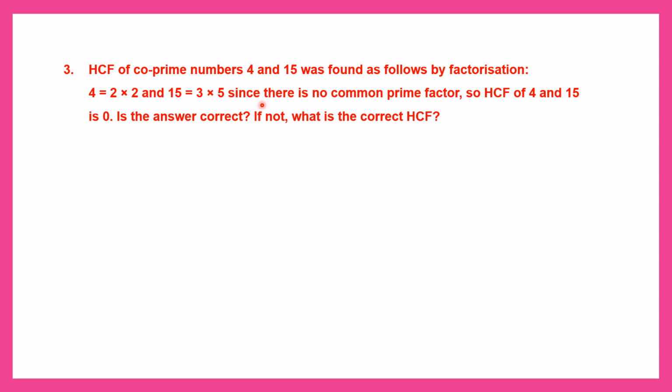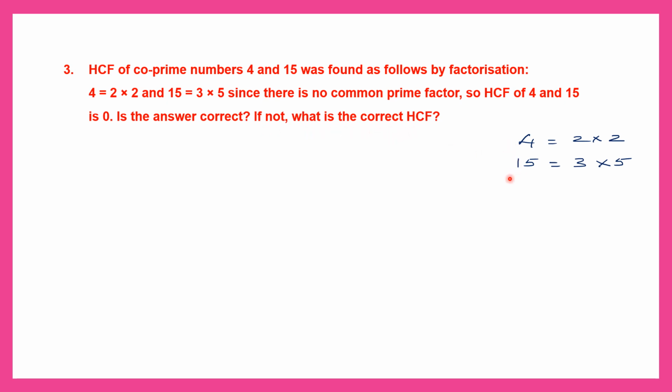Now the question is, since there is no common prime factor, as you can see, nothing is common, isn't it? For 4, they got 2 into 2. And for 15, they got 3 into 5. And as you can see, there is no prime factor that is common. So the question is, since there is no common prime factor, the HCF of 4 and 15 is 0. So they're saying since there is no common factor, can we say that HCF is 0? Is the answer correct? If not, what is the correct HCF?